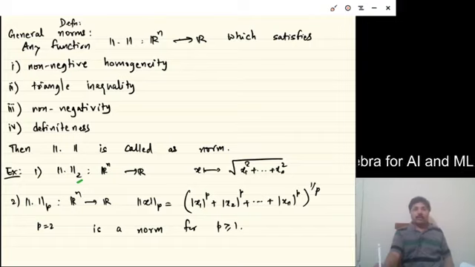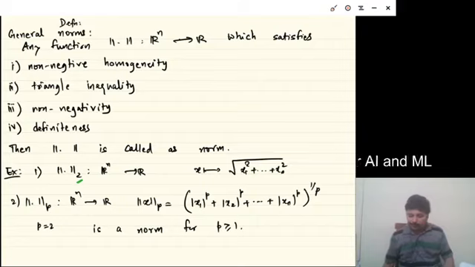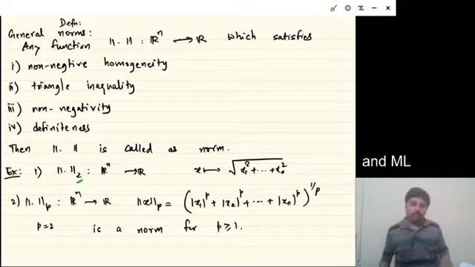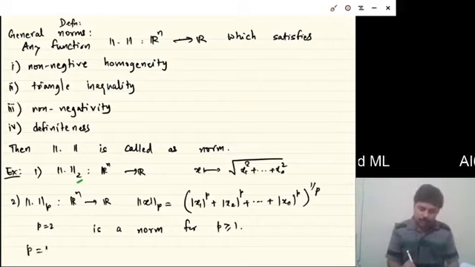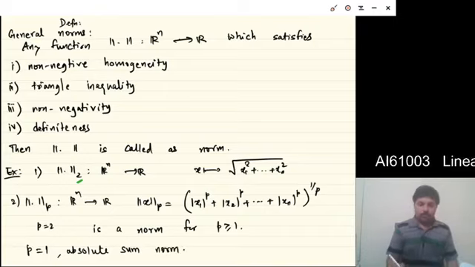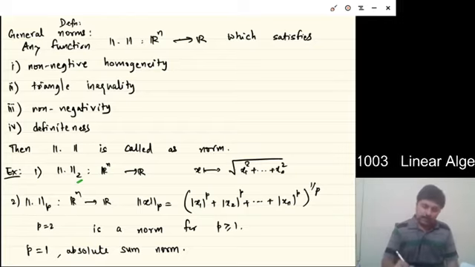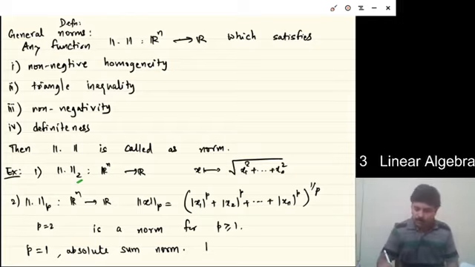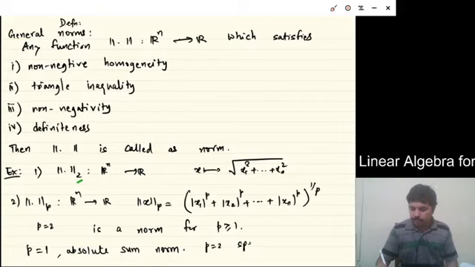That particular norm is also a very useful norm in many applications. Absolute sum norm. Okay, so p is equal to 1, absolute sum. P is equal to 2, Euclidean norm. Many a times it's called a spectral norm also. So p is equal to 2, spectral norm.